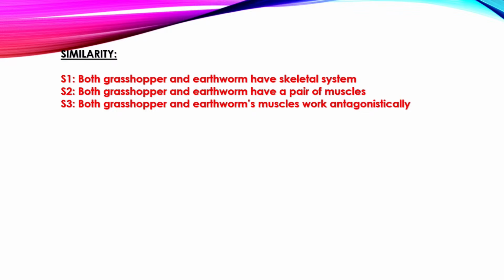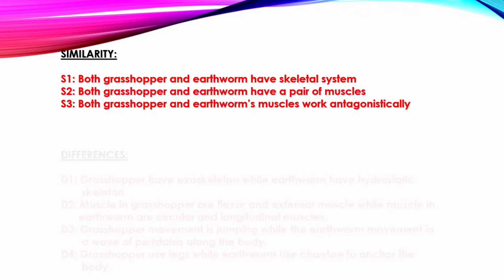Point 1 here, both grasshopper and earthworm have skeletal system. Point 2, both grasshopper and earthworm have a pair of muscles. Point 3, both grasshopper and earthworm's muscles work antagonistically. So this is the right way how to answer similarity. You must start with both, and what they ask, whatever and whatever, then you put the point. So that is the right way to answer.